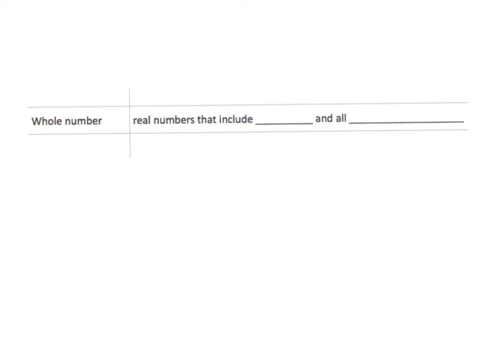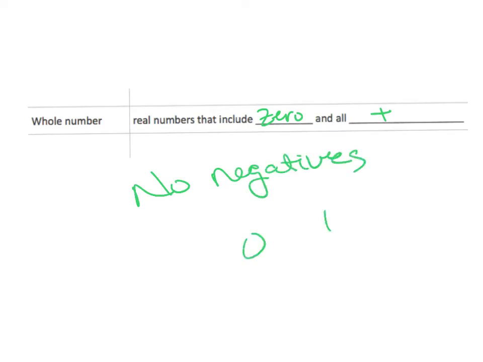Then we get to whole numbers. Whole numbers are real numbers that include 0 and all positive numbers. So no negatives. Here's where we get into no negatives. So 0, 1, 7, 100, 1,347, all of these are whole numbers.